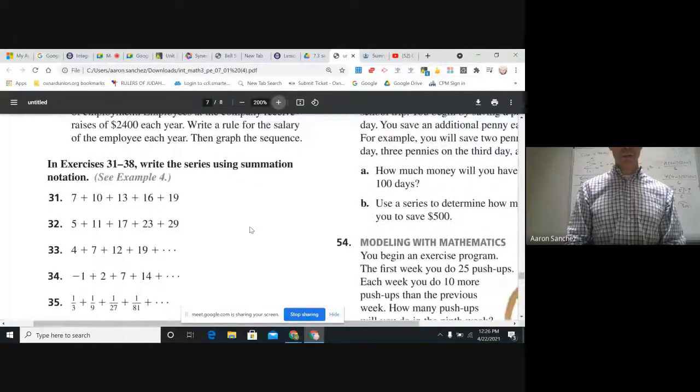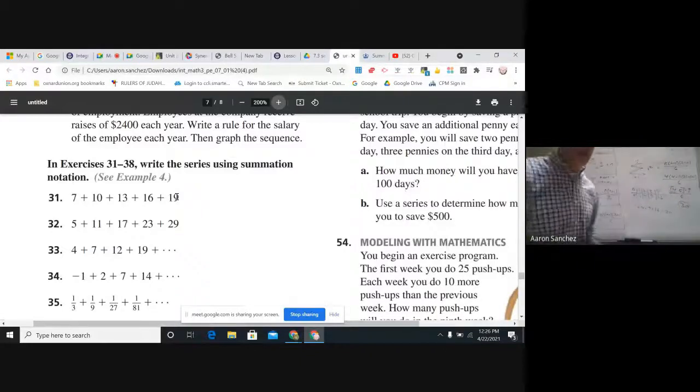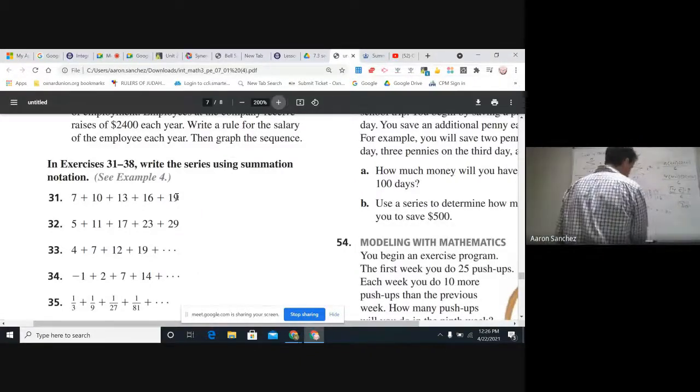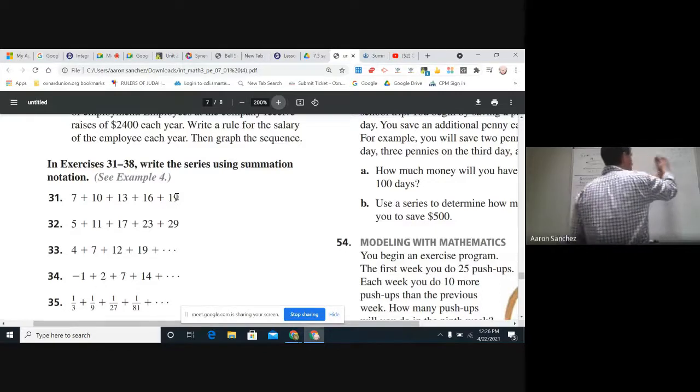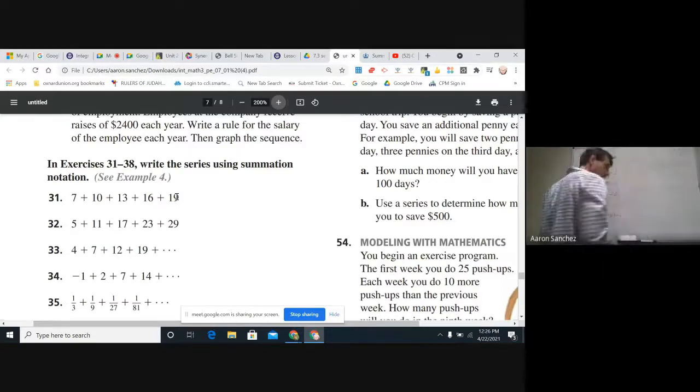Okay, so we did 29. So let's write this. Number 31. Write these series using summation notation. Okay, now let's put this to work. Now you're going to say, what the heck? I gave you a ton of information, so your brain's probably swimming right now. My brain is swimming. So here we go. Let's break it down.